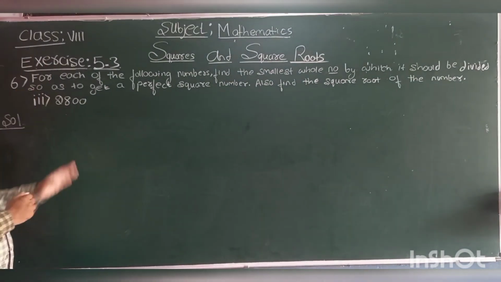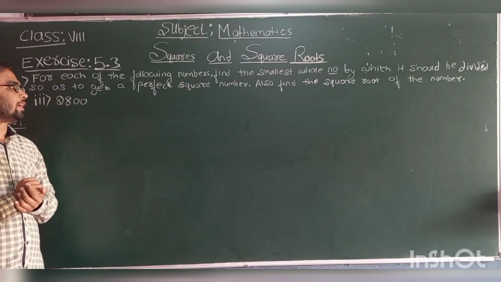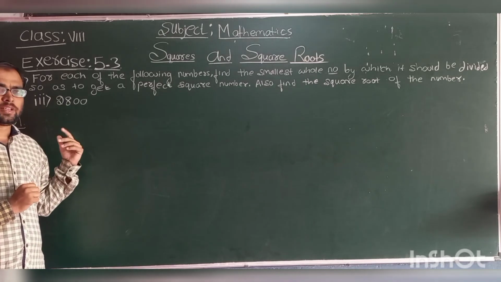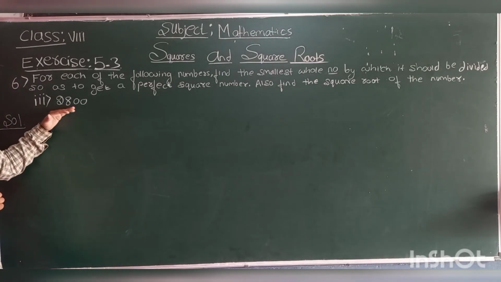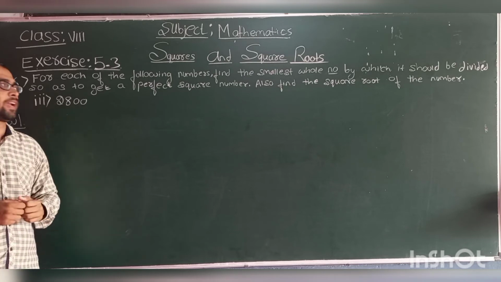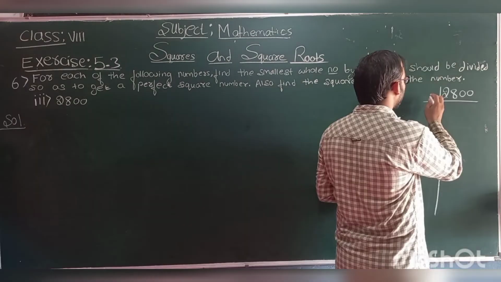Students, now we'll solve the third question. Okay, so what is given? 2800. Again, we need to find the number so that when we divide 2800 by that number, we will get a perfect square. Again, what we need to do? We need to factorize.